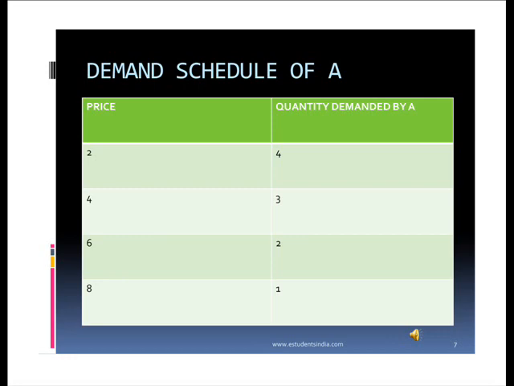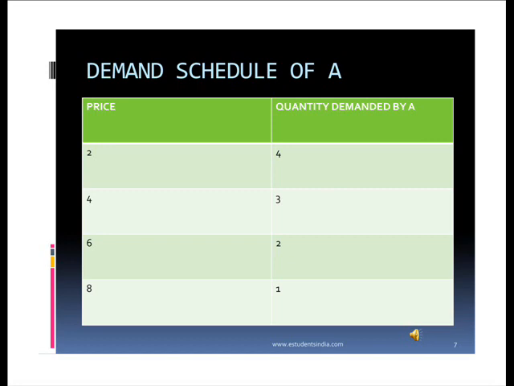Demand schedule of A. Price to quantity demanded by A. Quantity demanded by one consumer in the market. When the price is 2, 4 units. When the price is 4, 3 units. What is 3? 3 units is the quantity demanded by a consumer, one consumer A in the market.